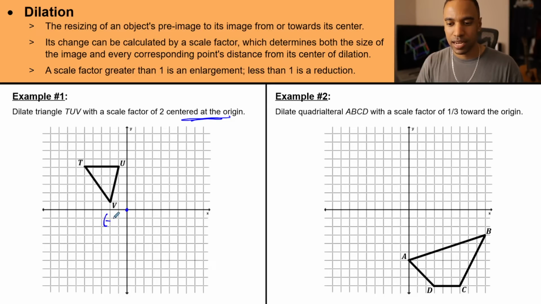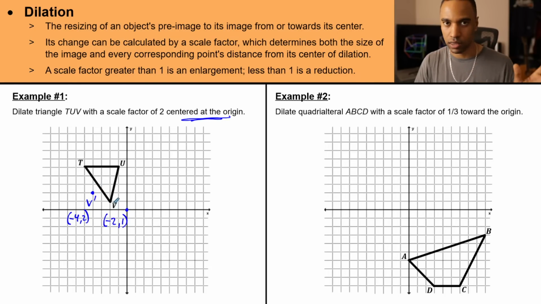V is at (-2, 1). That is 2 left and 1 up. V prime will be twice as far away from the center. V prime, instead of being at (-2, 1), will be at (-4, 2). V prime will be 1, 2, 3, 4 left and 1, 2 up. Here is V prime right there. It's twice as far away from the center. You can draw a straight line from one to the other, as you saw in the earlier part of the video, in the first 10 minutes. And that's where that one's going to end up. So I'm basically going to double my points. You can do this a bunch of different ways here.